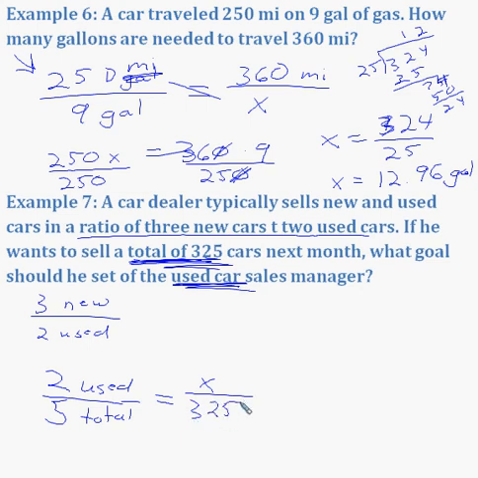And so now, once again, we can cross multiply. We get 5x equals 2 times 325. 2 times 325 is 650. And then we could divide both sides by 5, and that gets us 130. And so, to answer the question, you need 130 used cars to be sold.